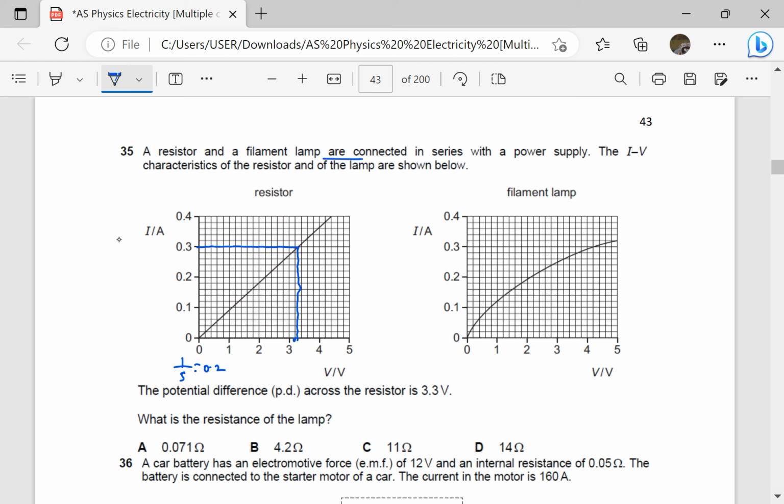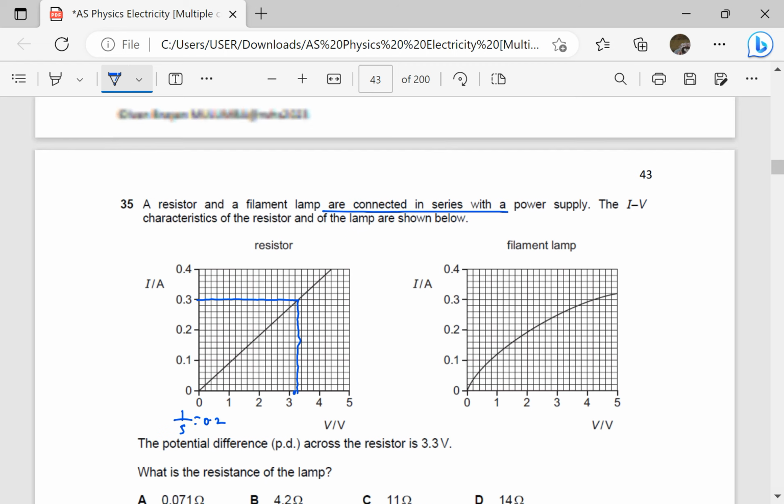Because they are connected in series, the current in the lamp is the same as the current in the fixed resistor. What we have here as a circuit is a fixed resistor and a lamp connected in series with a power supply. So the current through the lamp is the same as the current through the fixed resistor. The PD across the fixed resistor is 3.3 volts, which gave us a current through the circuit of 0.3, so the same current must be flowing through the lamp.